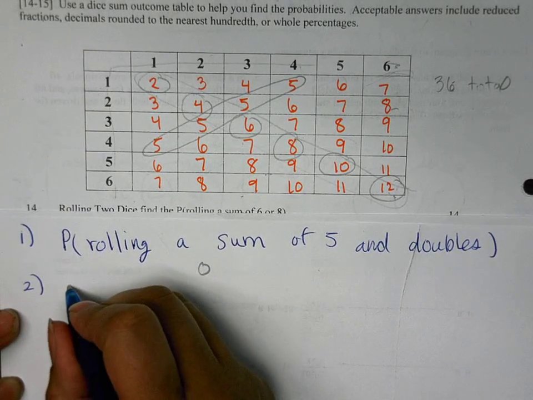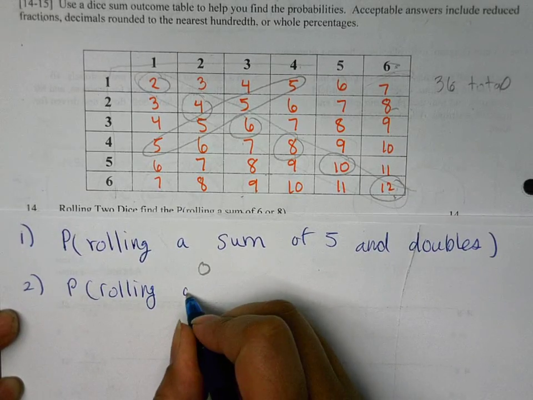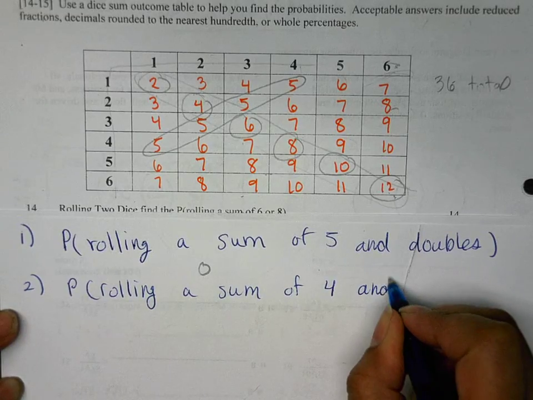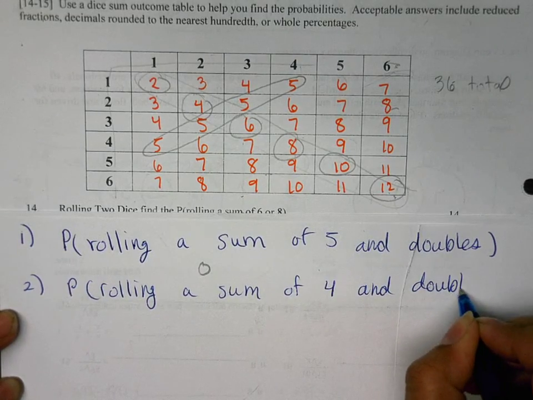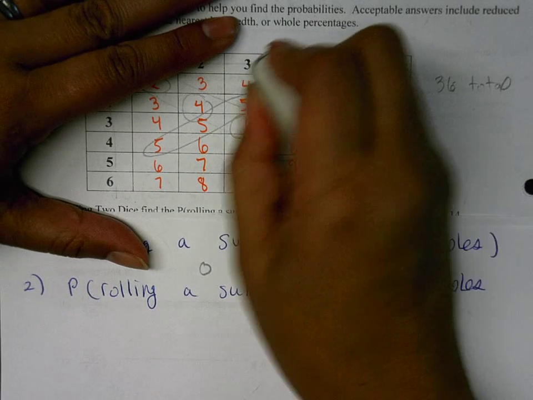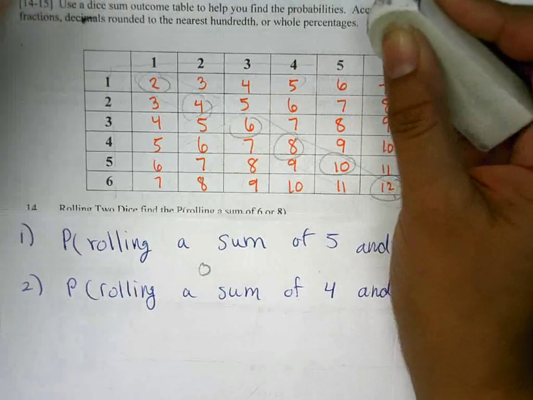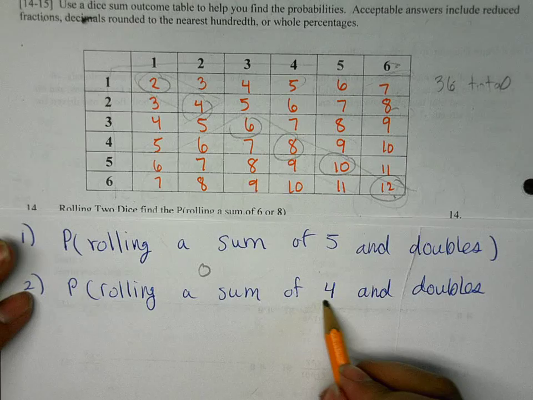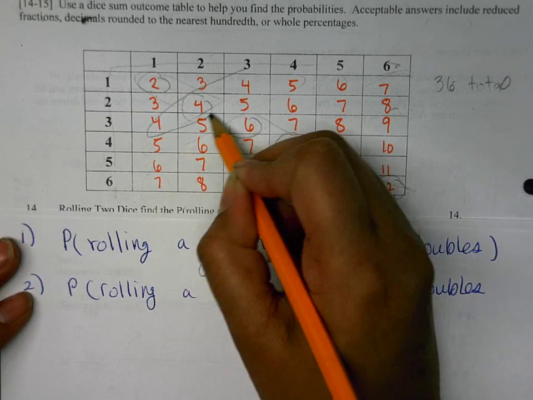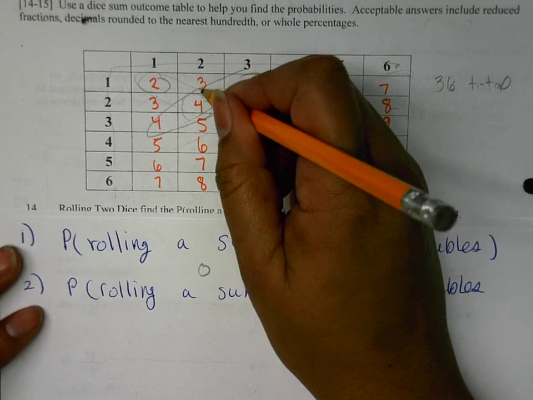Probability of rolling a sum of 4 and doubles? Is that possible? I'm going to leave the doubles circled because I'm still working with doubles, but which ones am I going to circle now? The sum being what? 4. Do those overlap? In how many places?